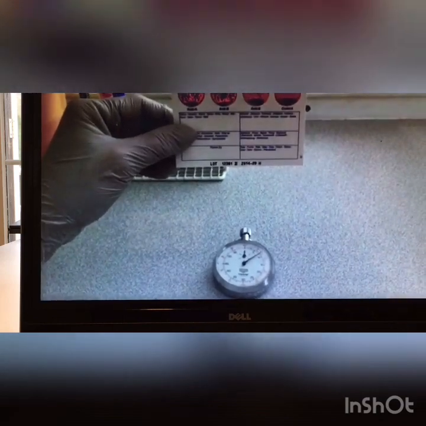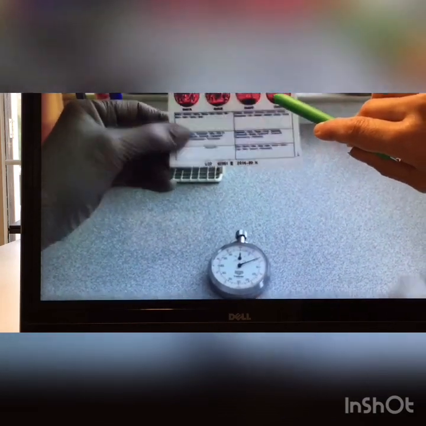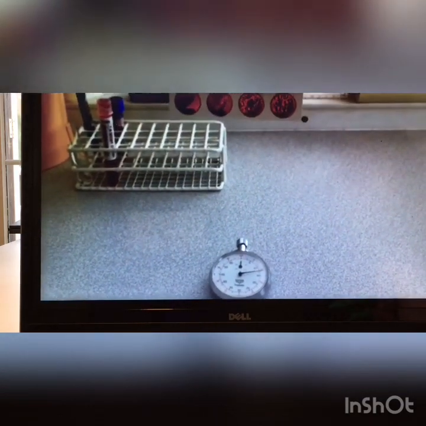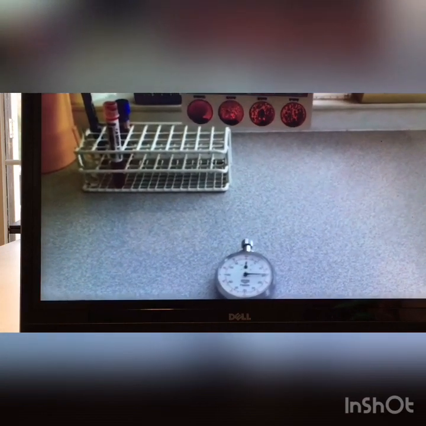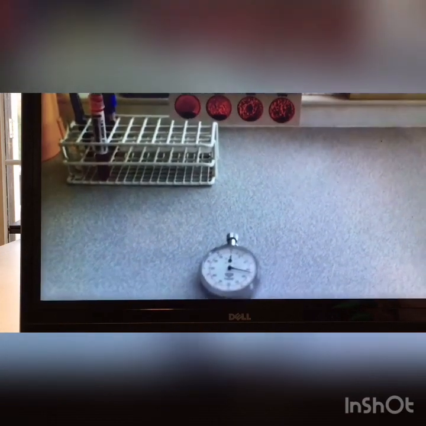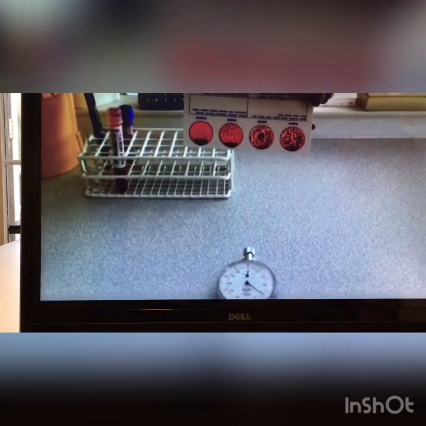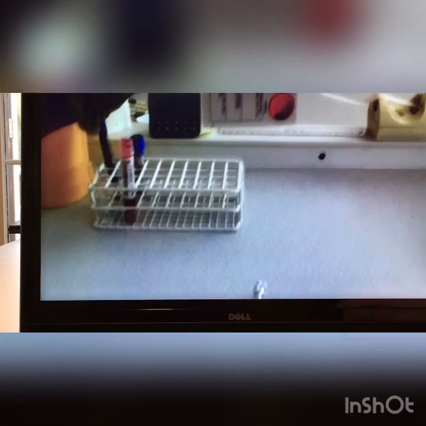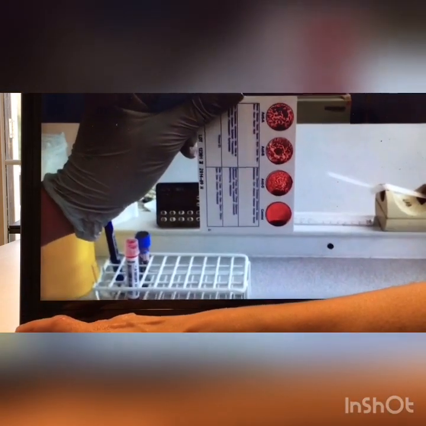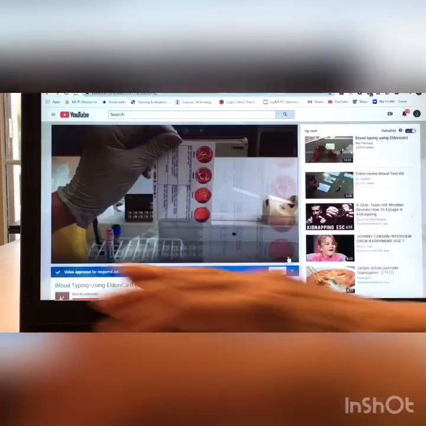So it looks totally normal in the control, and the Rh factor, no, yep. Well, I can't tell. It sort of looks like it's clumping in the Rh factor one. Maybe they are AB positive. Yep, it looks like they're AB positive.